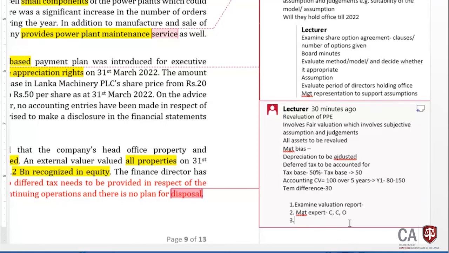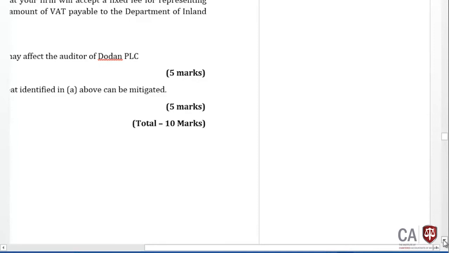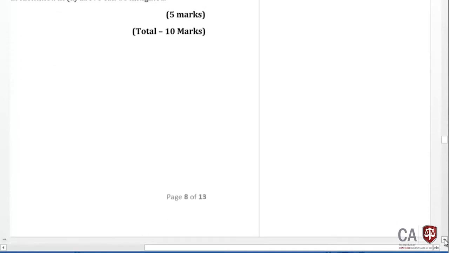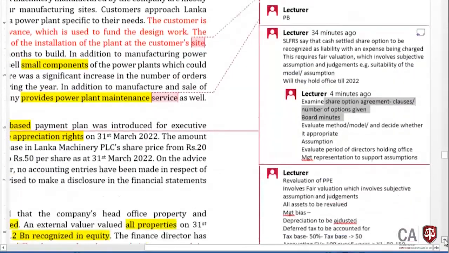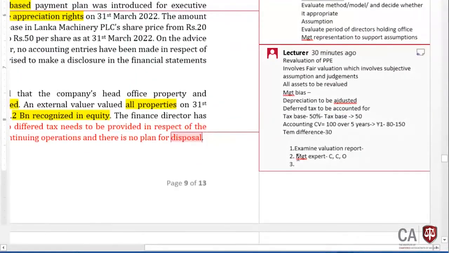So, like the previous share based answer, you will write the same thing, right, you will evaluate assumptions and judgment based on the auditor's knowledge, right. The auditor can evaluate the assumptions and judgment. So, the same answers, similar answers you can write for evaluating.